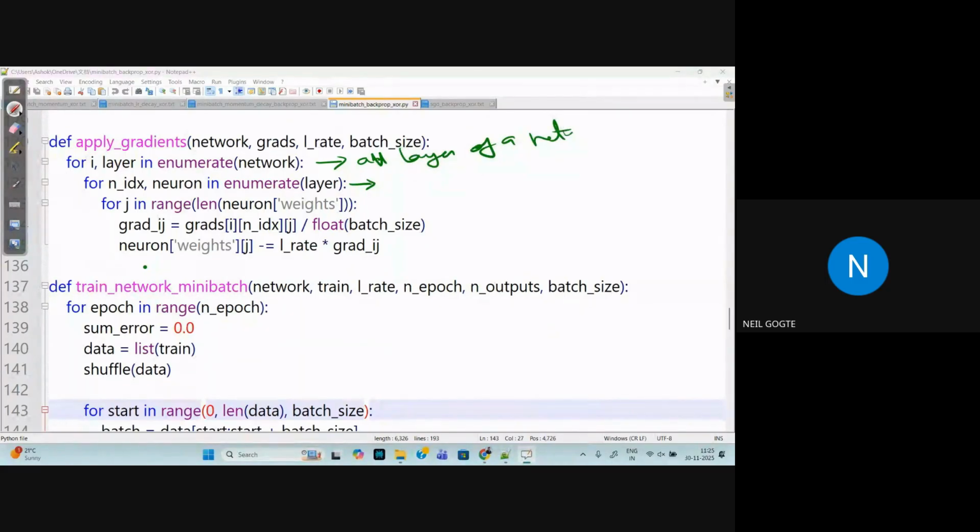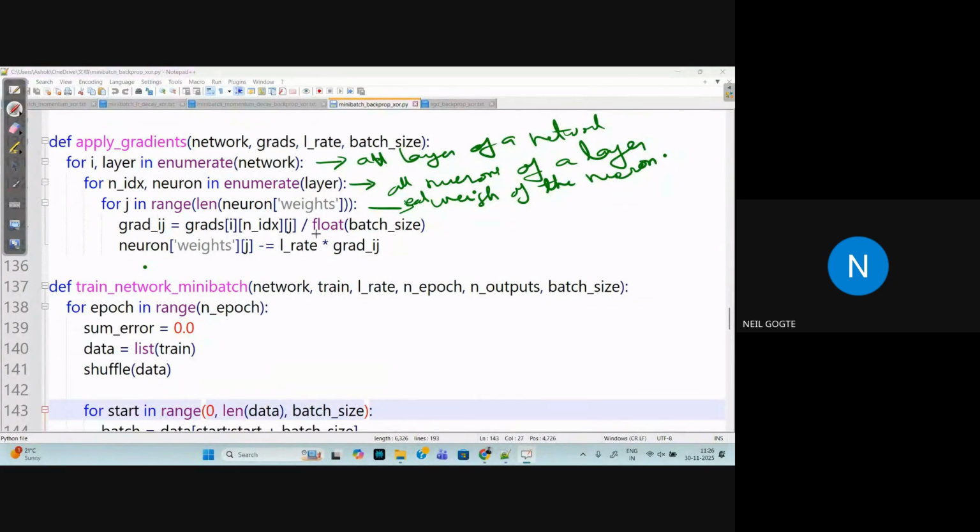All neurons of a layer. And now what are we doing? We are going through each weight of that neuron. See that for each neuron there are weights, so we are going through each weight in the neuron. Each weight of the neuron, and we know now what to do.